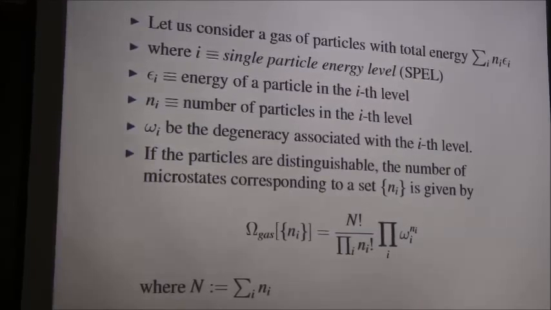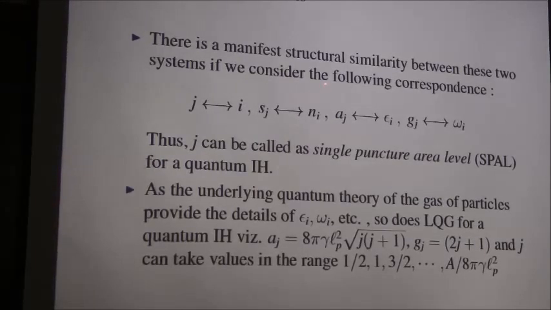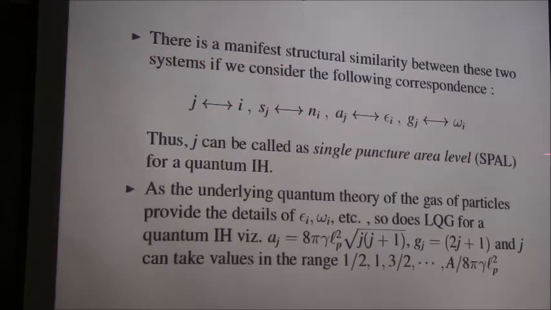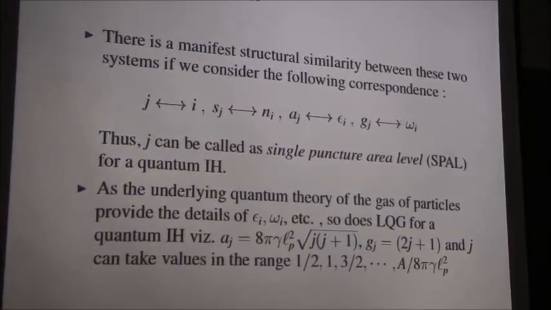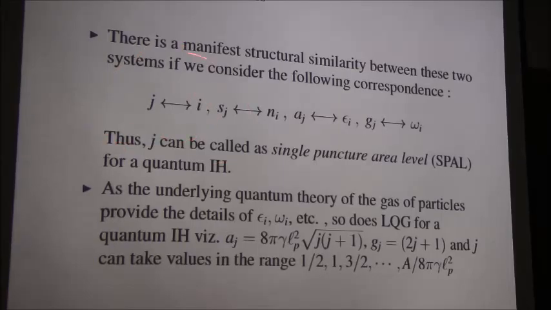So this is the correspondence which I have obtained from the previous calculation. If we consider this kind of correspondence, that j maps to i, Sj to Ni, Aj to epsilon i, and Gj to omega i, then this is the exact calculation of this ideal gas scenario. And of course the underlying quantum theory will give us the details of what this epsilon i will be. Like in LQG, Aj is given by this thing.